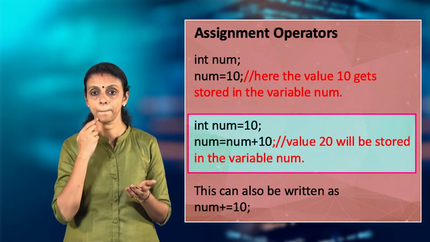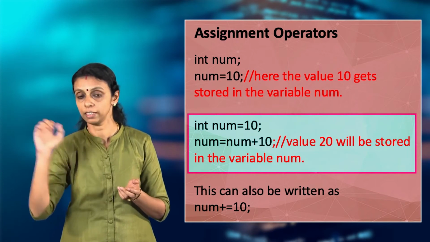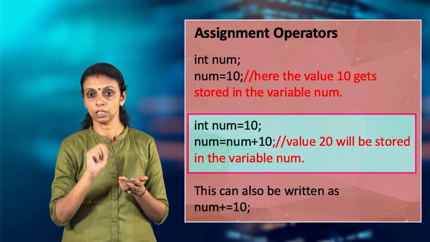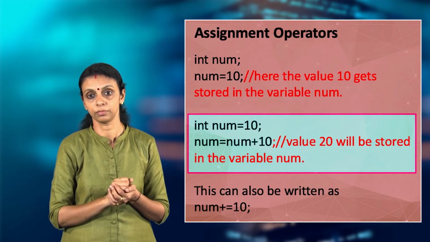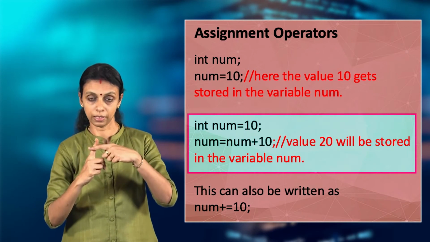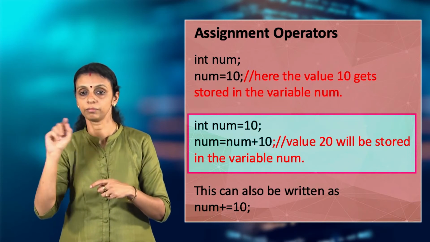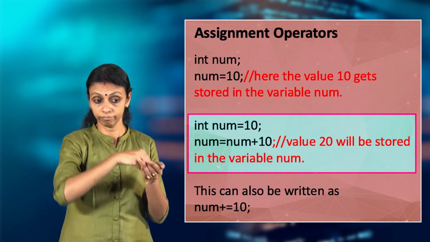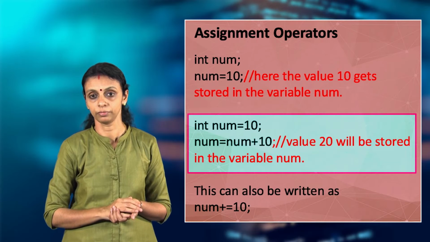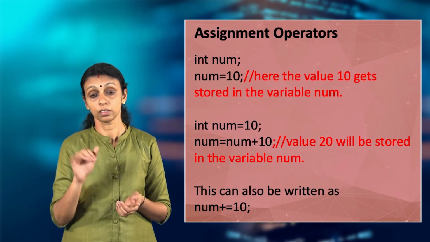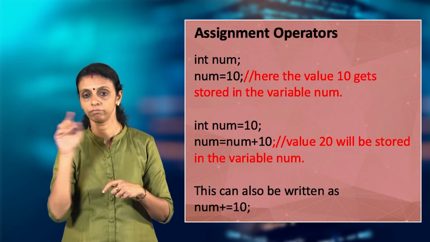Consider int num is equal to 10. This declares integer variable num and stores 10 in it. Num is equal to num plus 10. This adds 10 to the num value, that is 10 plus 10, that is 20. Now the value 20 will be stored in the variable num. This can also be written as num plus equals 10. Both are the same.